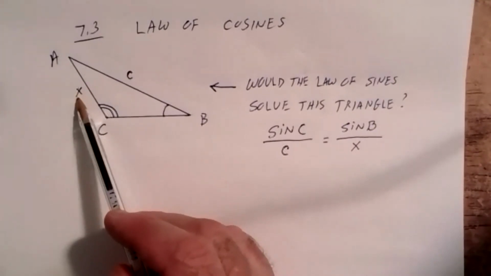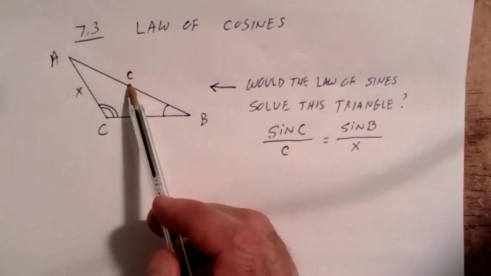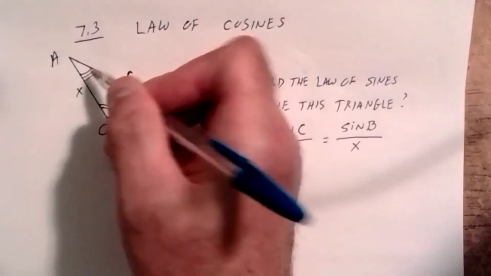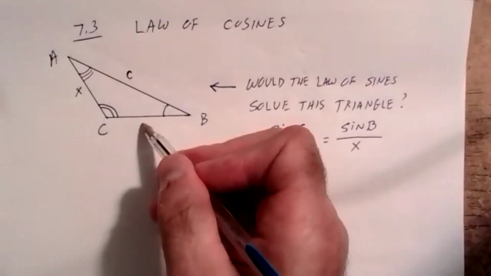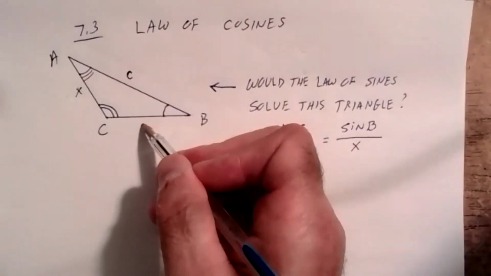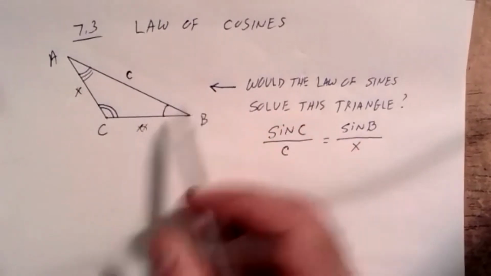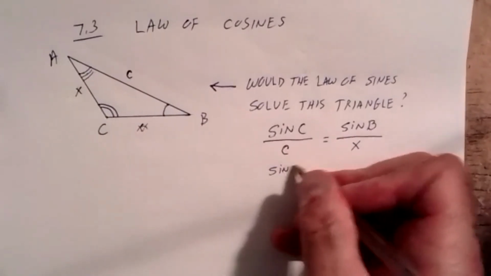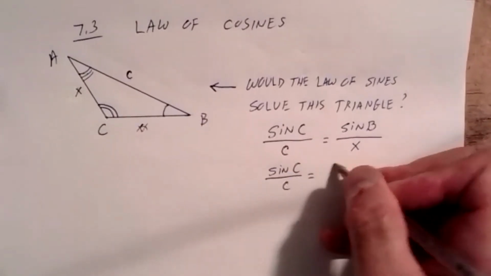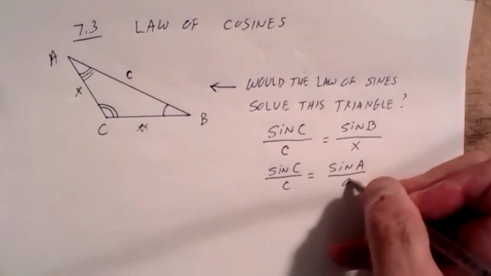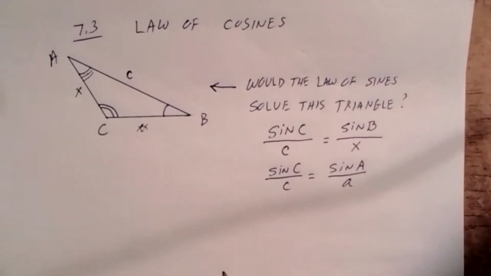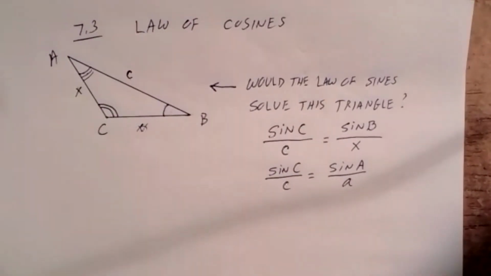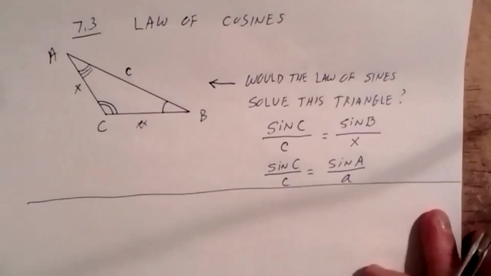And then once we have side B, we've got side C. We could easily deduce angle A's measurement, correct? We could then find side A, by using the law of sines again. We could say the sine of angle C is to side C as the sine of angle A is to side A. So yes, ladies and gentlemen, we could solve this triangle if we just knew angles B, C, and side C using the law of sines. The law of sines would work there. Okay.